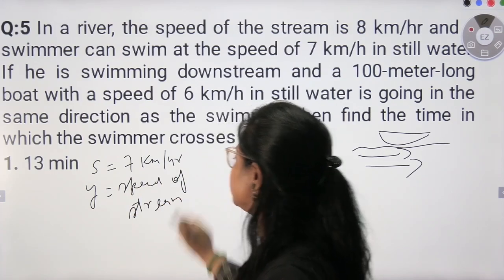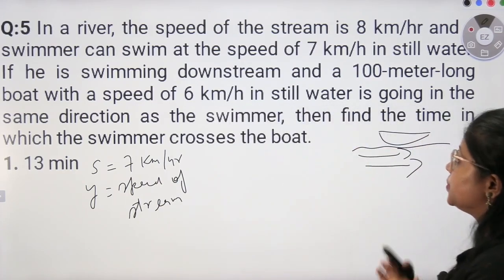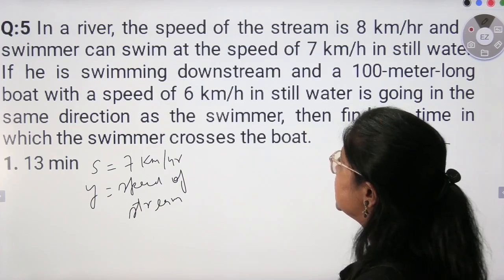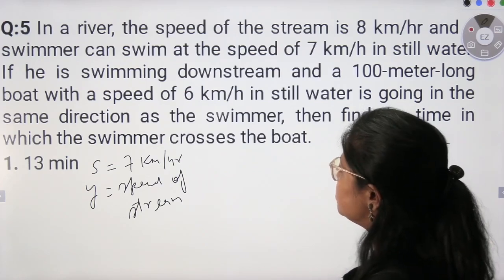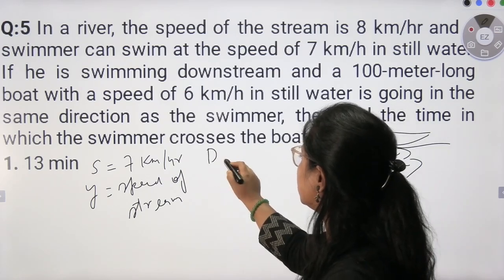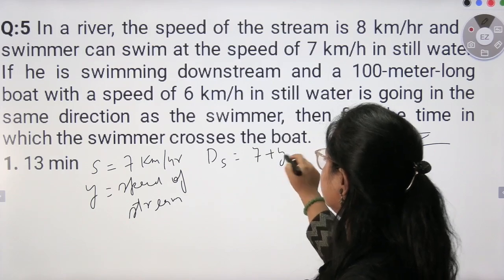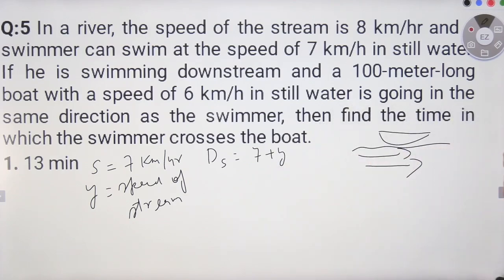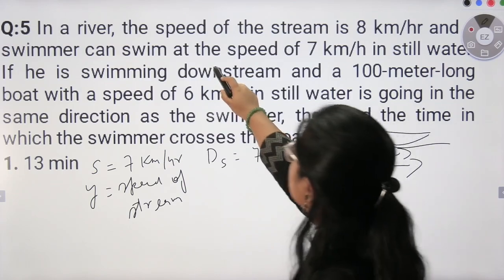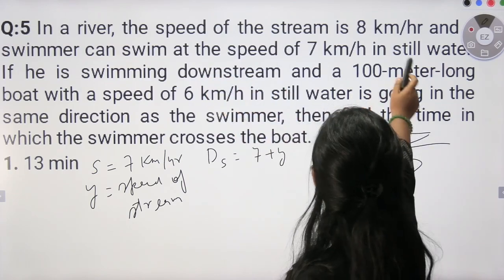Y is the speed of the stream. If I consider y as my speed of stream, then what will I get? Since they are going downstream, the downstream speed for the swimmer is 7 plus y. The swimmer is 7 in still water.